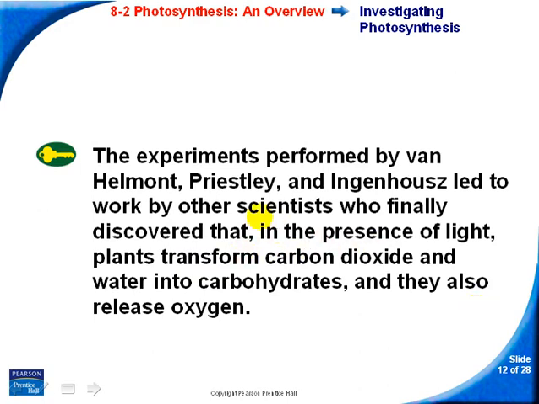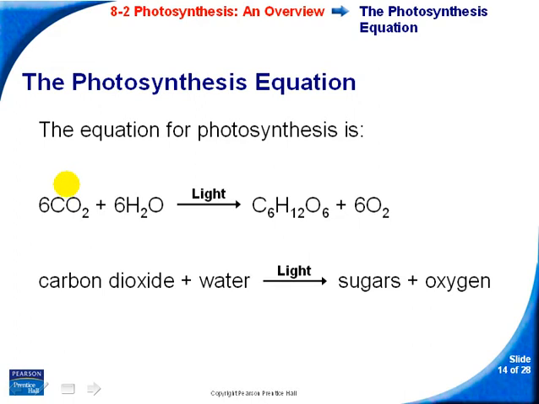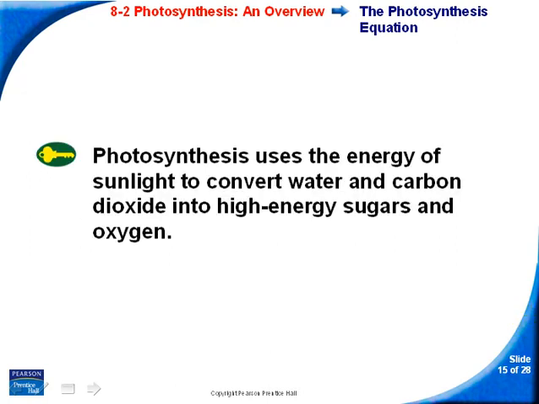So what they found was that in the presence of light, plants transform CO2 and water into carbohydrates, and they also release oxygen. So what's the overall equation for photosynthesis? Here's the equation. 6 carbon dioxide molecules plus 6 water molecules with light added to it creates 1 molecule of C6H12O6 and 6 molecules of oxygen. In other words, carbon dioxide plus water with light can create sugars, and that's what C6H12O6 is, and oxygen.